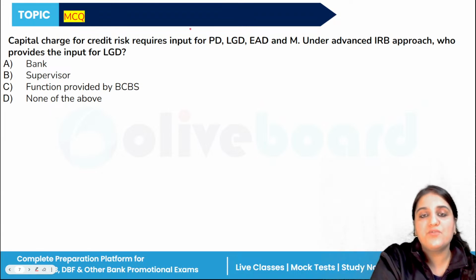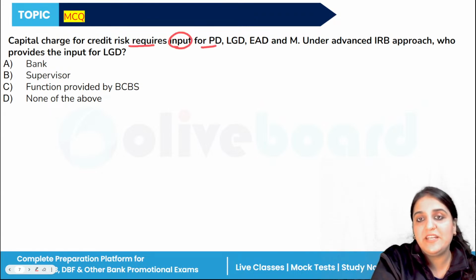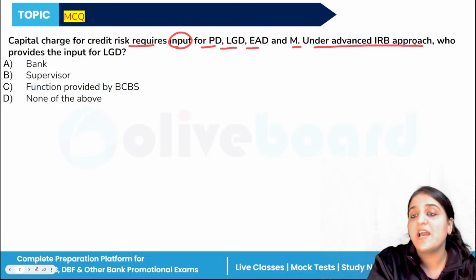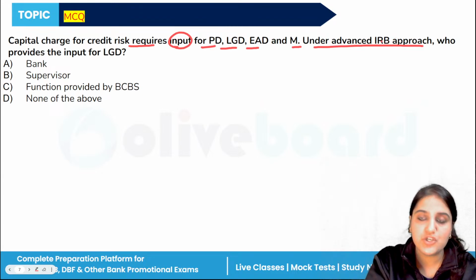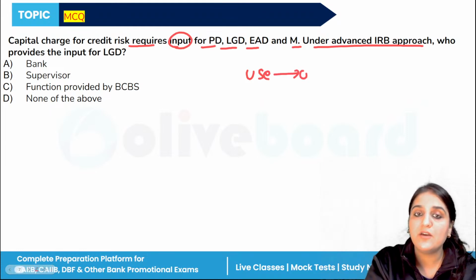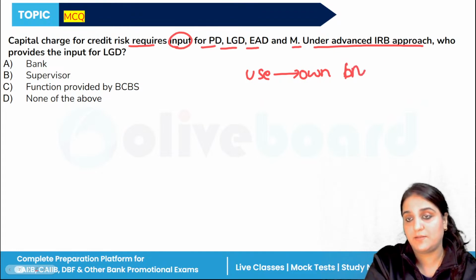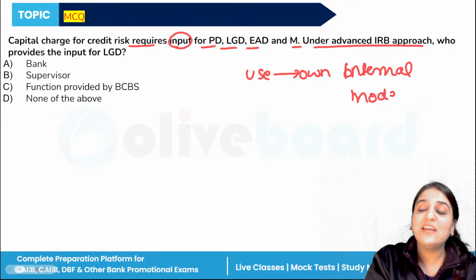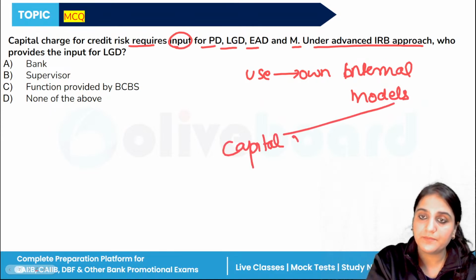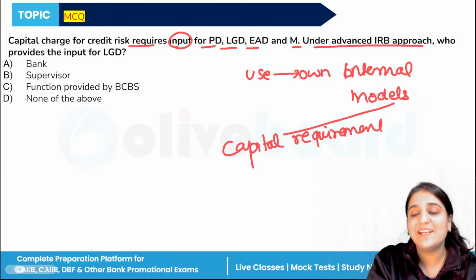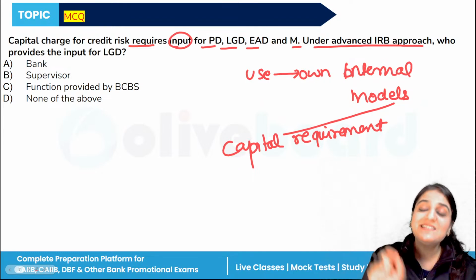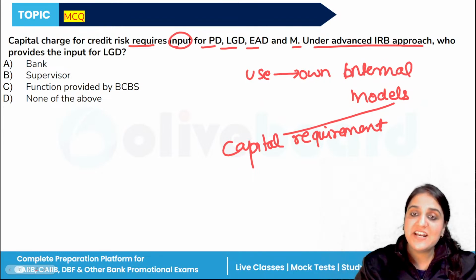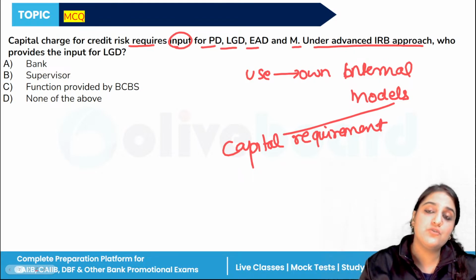And now capital charge for the credit risk requires input for the PD, LGD, EAD, M, and under advanced IRB approach, who provides the input for the LGD? See, if I talk about the advanced IRB approach, here banks are allowed to use their own internal models to calculate the capital requirements for the credit risk, and this includes the input for the loss given default, that is LGD. Banks are responsible here for developing and validating their own LGD models which are subjected to the regulatory oversight.